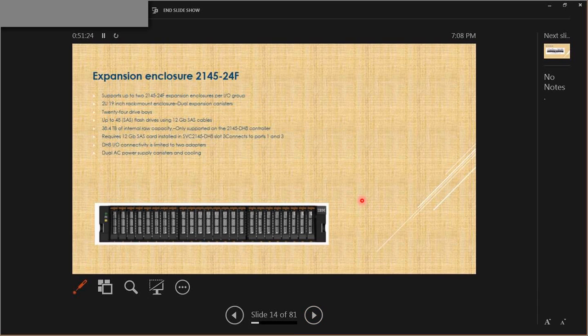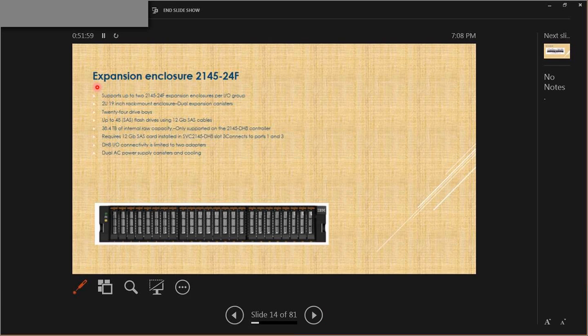So now we have discussed a lot about expansion, enclosure, ports, etc. So let us have a look at the expansion enclosure. How does it look? This is the picture of your expansion enclosure 24F. You can add up to 2 expansion enclosures in case of SVC, or a single IO group. When I talk about 2 expansion enclosures, I am talking about a total of 48 drives. A single expansion enclosure can have at max up to 24 drives. At max, I am telling.